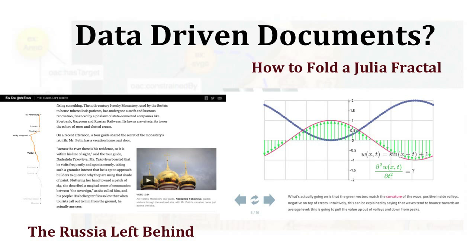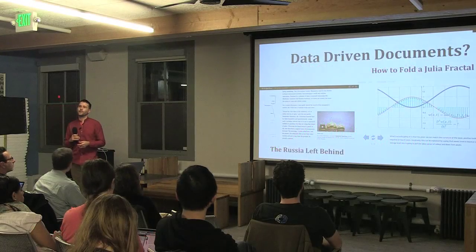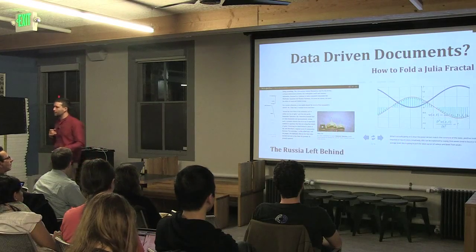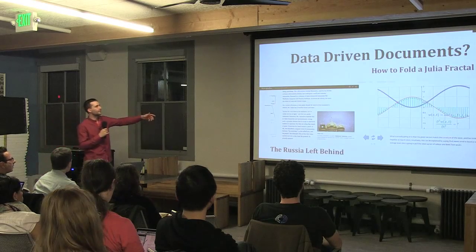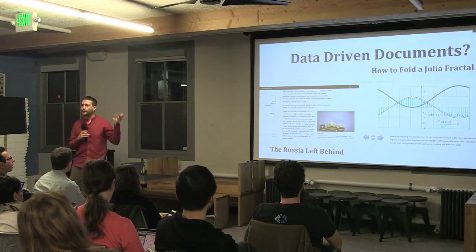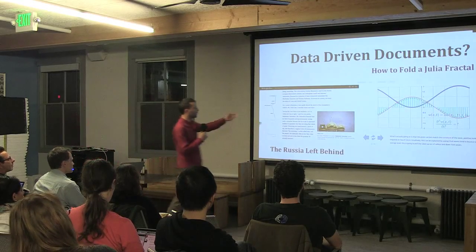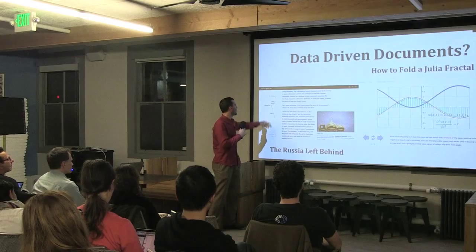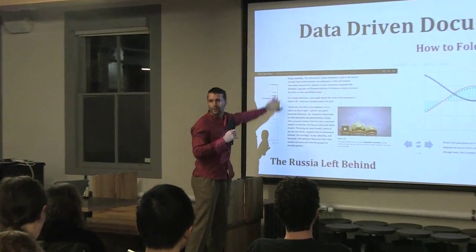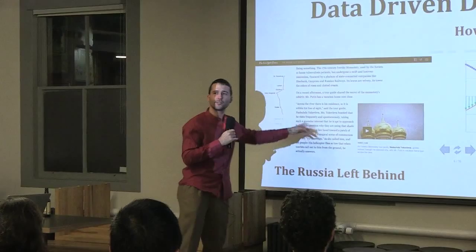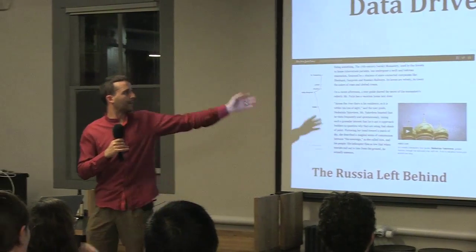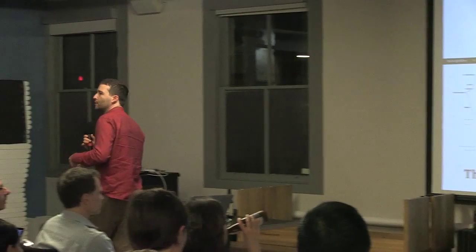If we tie that to text, if we tie that to linear text, then we can get toward this idea of data-driven documents, where you have linear text that is accreting as linear text does, and while it's accreting, as in the case of the Russia left behind, so is the path from some part of Russia to some other part of Russia that ties into the text. How to Fold a Julia Fractal is this great interactive document that at points allows you to interact with a model of this mathematical principle that they're exploring.